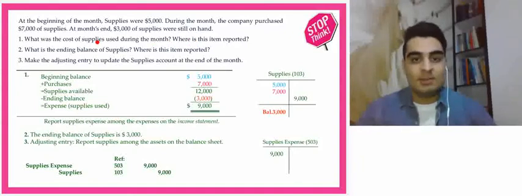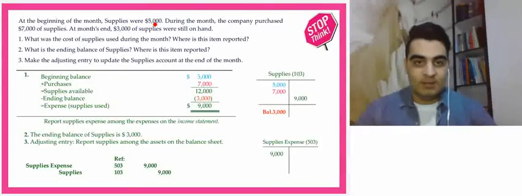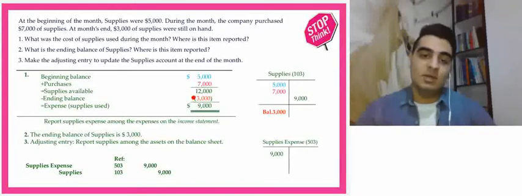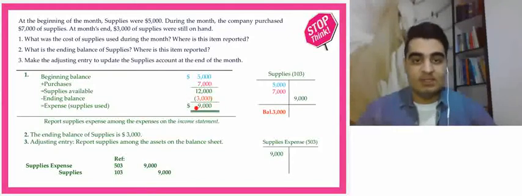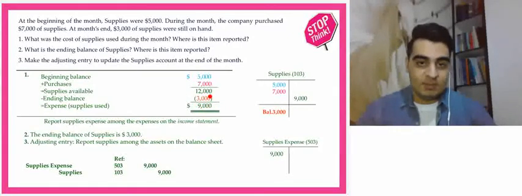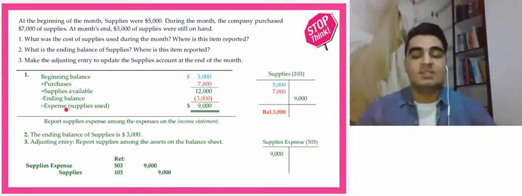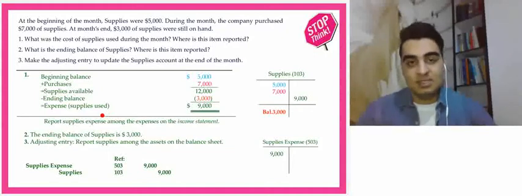But how do you calculate the amount? We use this diagram here. The beginning balance was $5,000, as it says here. Supplies were $5,000. And we add the purchases, which is $7,000. If we sum these two, the supplies available for us will be $12,000. And if we subtract the amount that remains at the end of the period, supplies on hand, the remaining amount will be $9,000. The expense, the supplies that we used during this period.